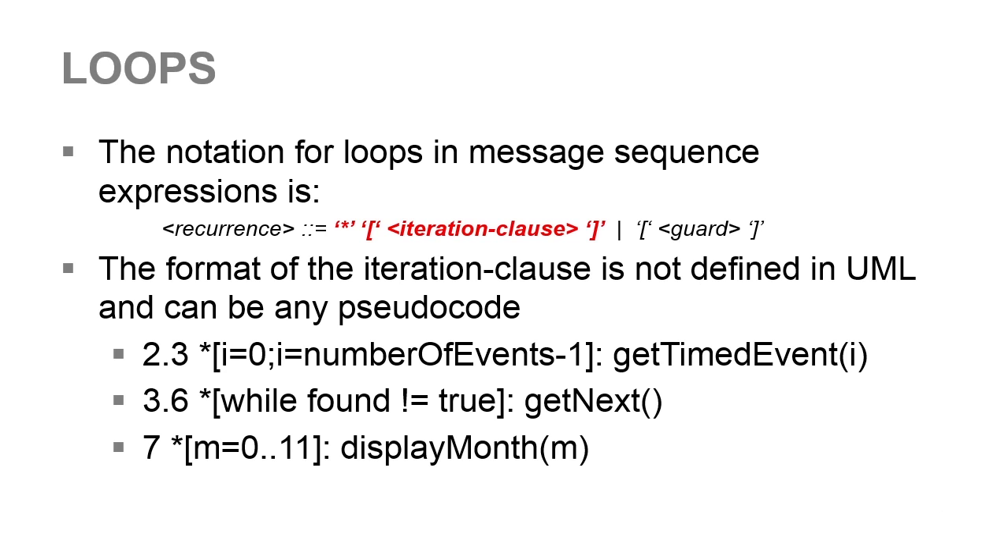Here are some examples. The first is a loop counter called I, going from 0 to number of events minus 1. The second is a while condition, while found is not equal to true. And the last one is a loop counter in a different format from the first.